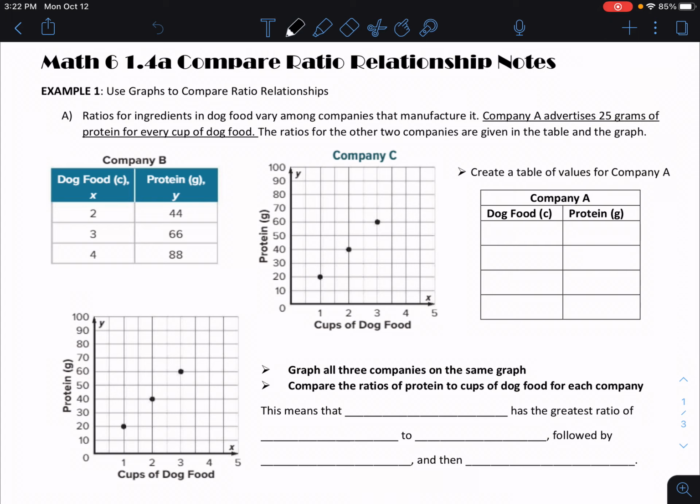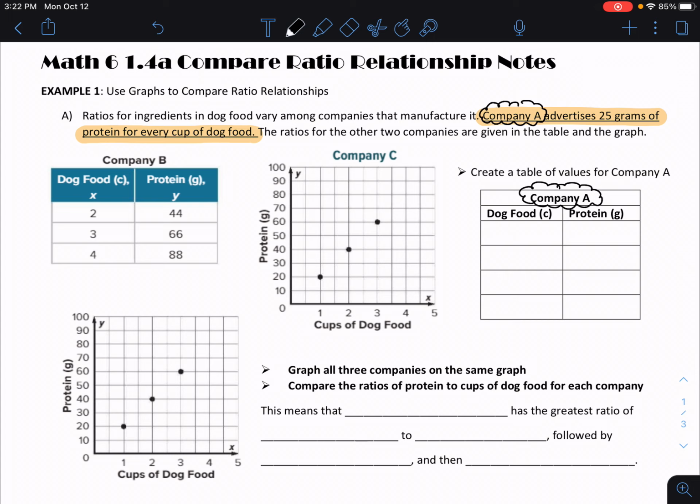In the very first sentence, it says ratios for ingredients in dog food vary among companies that manufacture it. That is absolutely true. Every brand of dog food has their own special recipe that they use. This one says Company A advertises 25 grams of protein for every cup of dog food. And over here, so here's Company A. Over here, I've given you a table to represent Company A.